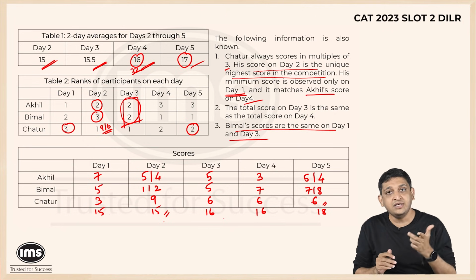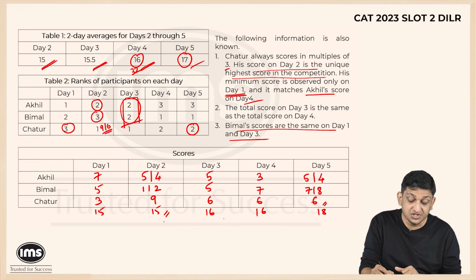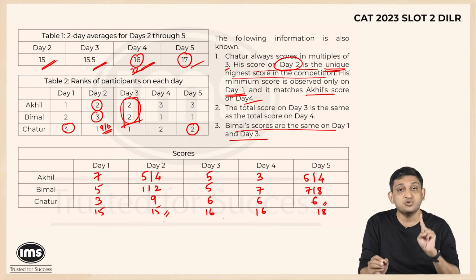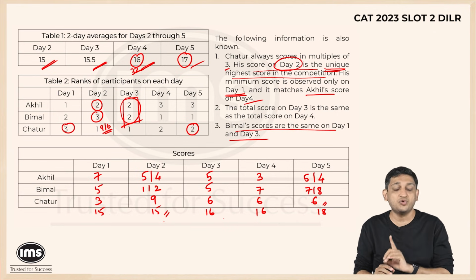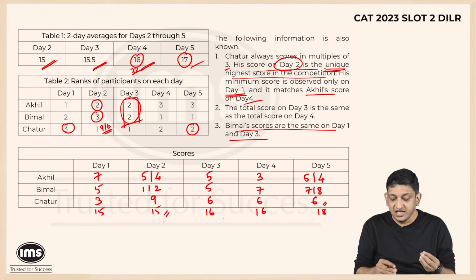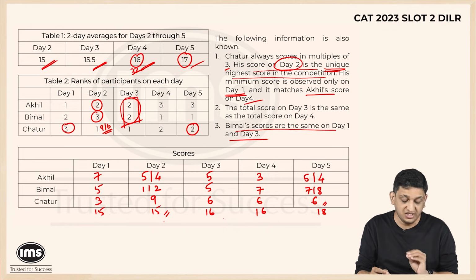Can Bimal score a 9 on day 5? Not really. Why? Because we know that Chatur's score on day 2 is the unique, means only one, unique highest score in the competition. So now we have a fair idea of what these scores look like. We can also add all the numbers because we were expected to find out who would have won the competition. So let's try to figure out what the totals are or what the ranges of these totals are.